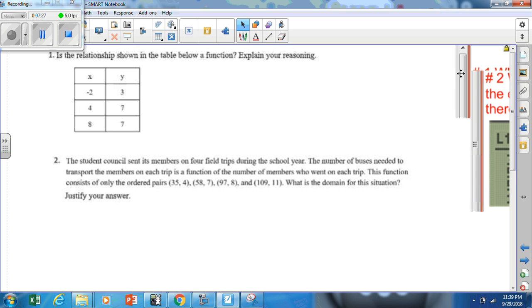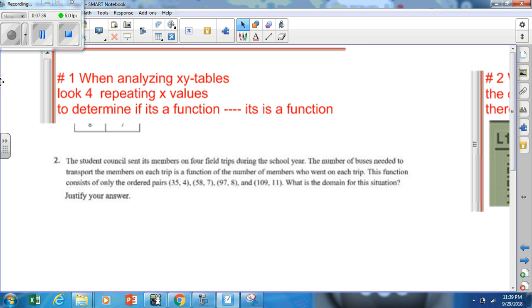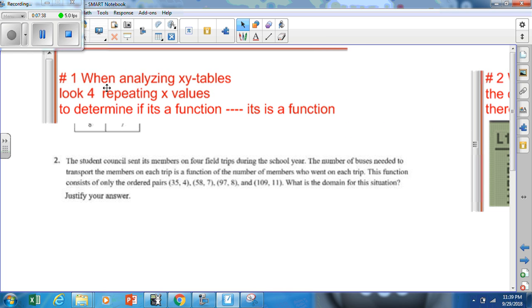Final question. The student council sent its members on 4 field trips during the school year. The number of buses needed to transport the members on each trip is a function of the number of members who went on each trip. This function consists of only the ordered pairs (35, 4), (58, 7), (97, 8), and (109, 11). What is the domain of this situation? Justify your answer.